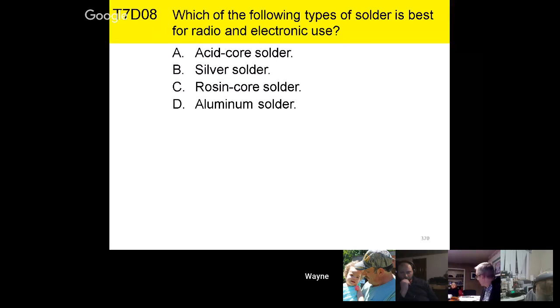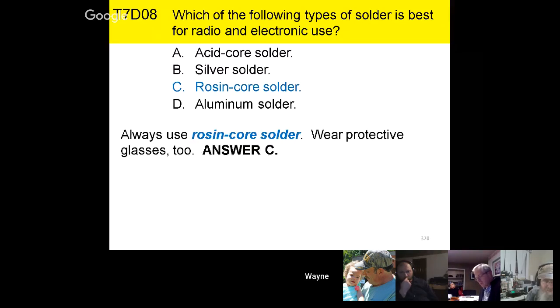Which of the following types of solder is best for radio and electronic use? One thing you never ever want to use is acid core solder. Never use that in electronic circuitry. What we actually use is rosin core. It's not a corrosive solder, so we always use rosin core solder in electrical or electronic components.